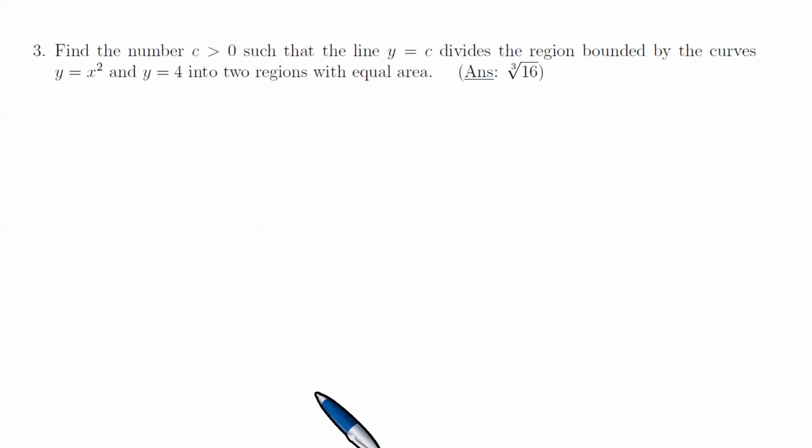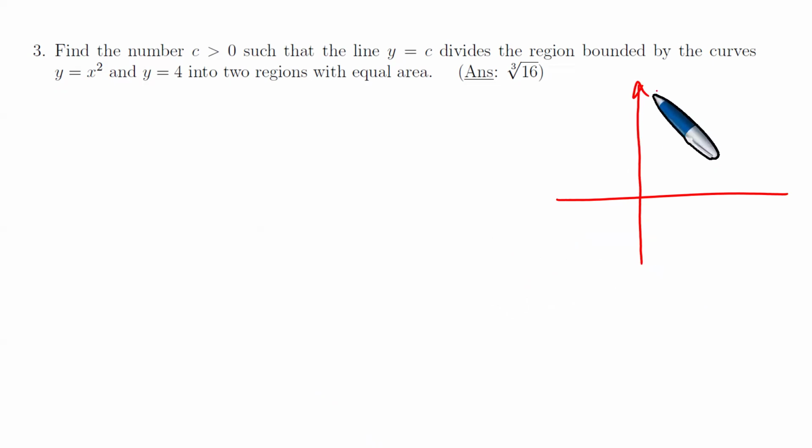Find the number C positive such that the line y equals C divides the region bounded by the curves y equals x squared, y equals 4 into 2 regions with equal area. Okay, so at this point, let us have a rough idea of the region we're dealing with. Right, so you have y equals x squared, which is the quadratic.